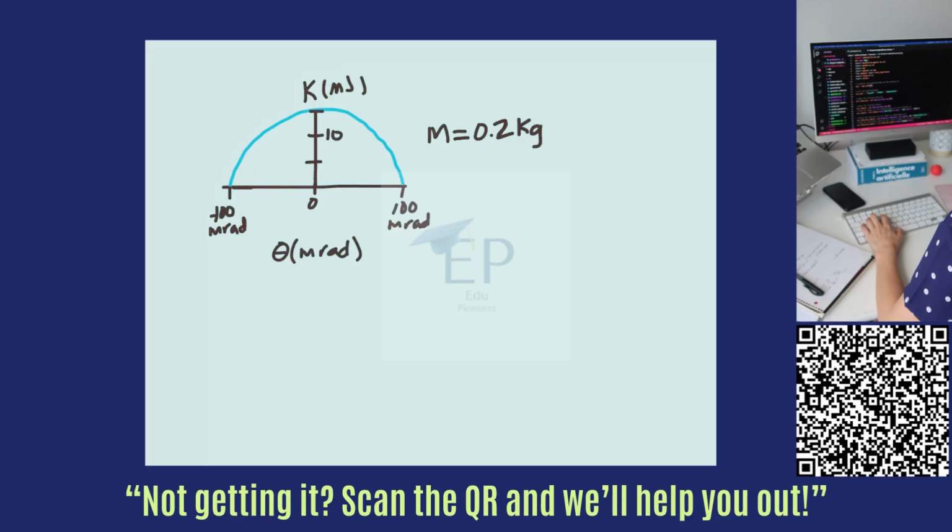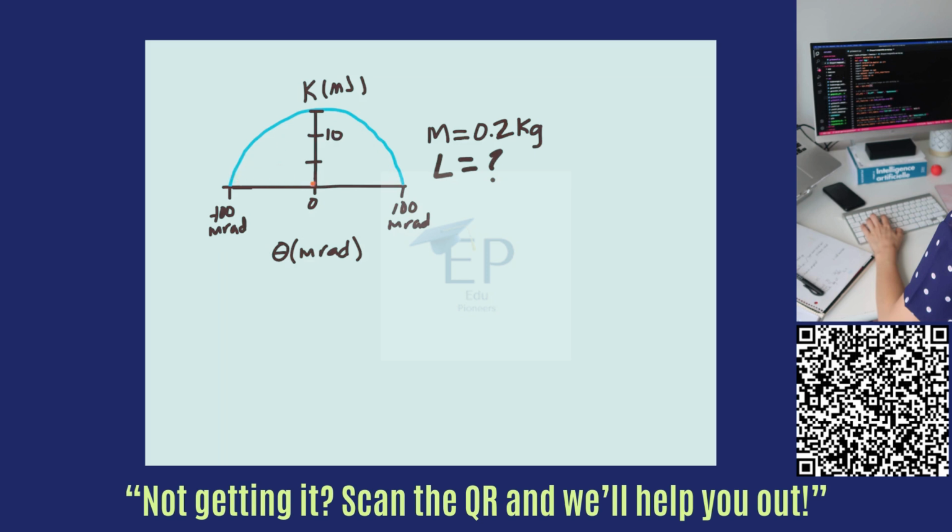This problem involves a simple pendulum that has a length of L, which we are trying to find, and a bob that has a mass of 0.2 kilograms. And we're given a graph that represents the angle at which the bob is off from the vertical, as well as the amount of total kinetic energy.